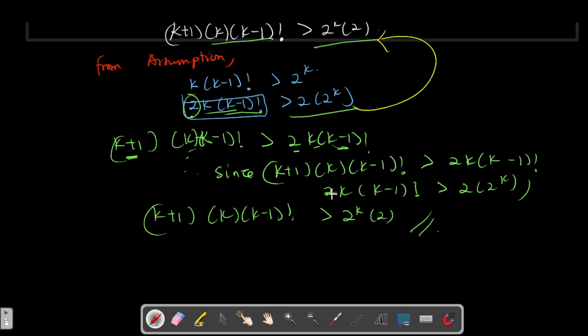Please take note, we don't have a formula. You need to show explicitly that this is bigger than this by using the comparison and the condition, and that is all.